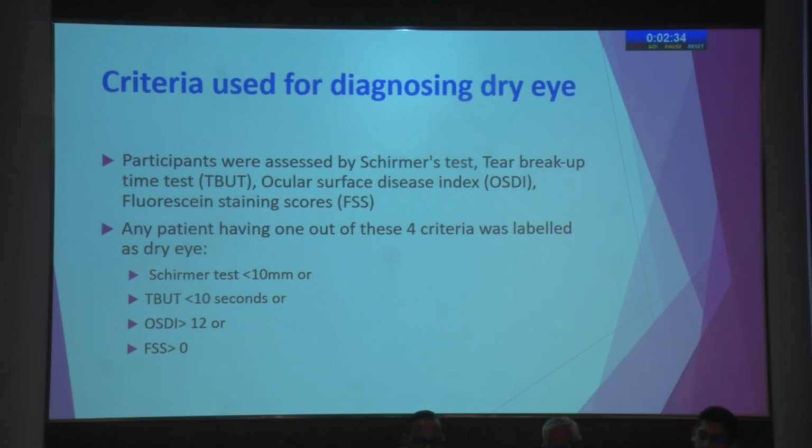The criteria chosen for diagnosing dry eye are the Schirmer test, tear breakup time, ocular surface disease index, and fluorescein staining score. Any patient having one out of these 4 tests positive was labeled as dry eye. The Schirmer test measurement has to be less than 10 millimeters of the strip, tear breakup time less than 10 seconds, OSDI, which is a questionnaire based score, has to be more than 12, and the fluorescein staining score, where the ocular surface is divided into 5 zones, has to be not more than 15.